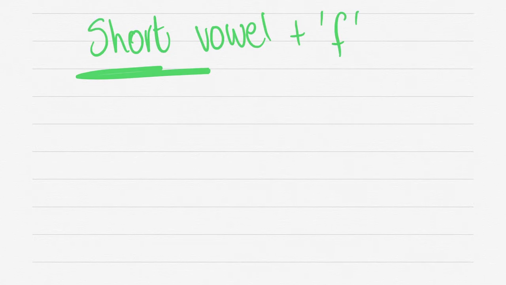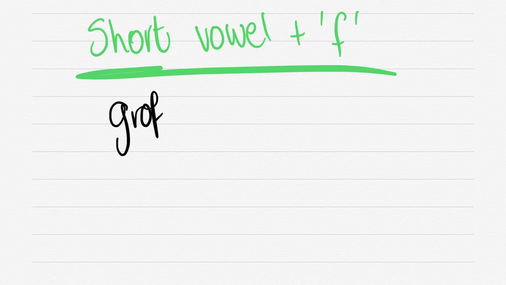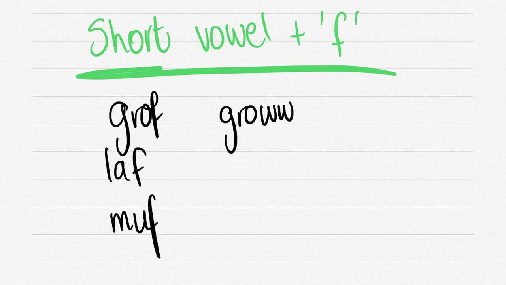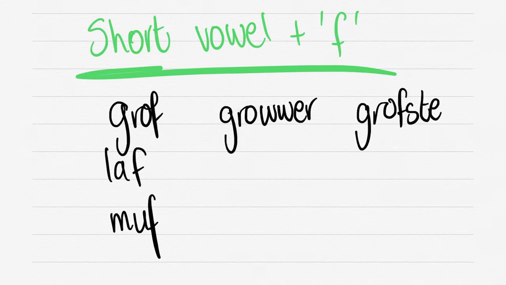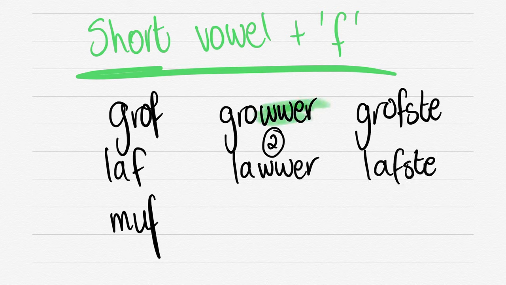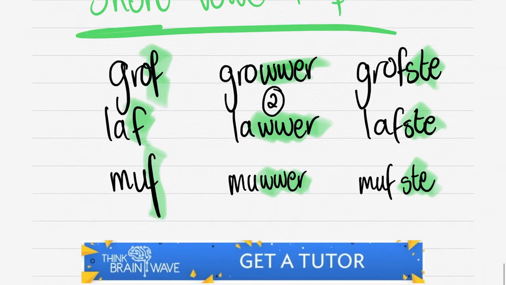Now let's do short vowel plus F. Grof, laf, muf. So grover, you get rid of the F and you make it a double W and an ER. That makes grofste. Laf becomes lawer, drop the F and add W, ER.